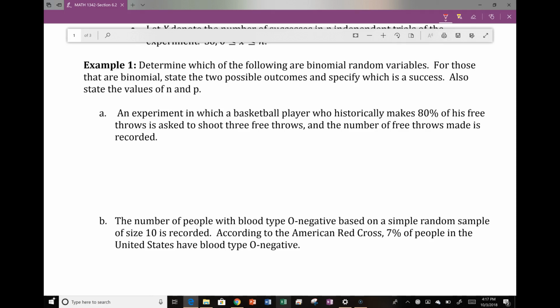So in this case, we're talking about free throws in a basketball game. Do we have a success? Do we have a failure? Well, what are your options for what happens with a free throw? Either you make it or you do not make it. So since we have two options, make or not make, that gives us the binomial because we have one or the other. Well, we want to know the number of free throws made. So that means that X is going to be the number of free throws made.